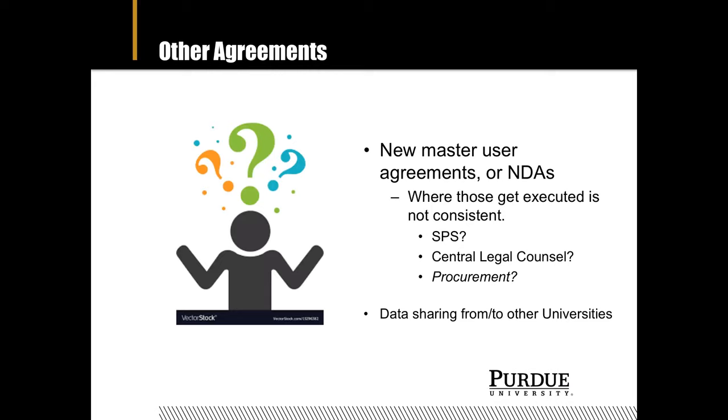There's lots of other agreements that come in as well. We'll get a new master user agreement from a partner or an agency. Where these get executed is not consistent. Sometimes they come from the sponsored programs office. Sometimes, depending on maybe the scope of the project or the level of importance of the sponsor, the central legal counsel is involved. Sometimes procurement has been involved with these. Basically, if there's anywhere where there's a person that can sign a contract, we might see agreements coming through that might affect people's data security. And then again, obviously, the data sharing from other universities for data use agreement and IRB data is very common.